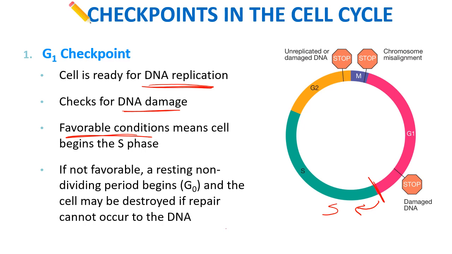If not, we stop there and hopefully repair the damage. But if it can't be repaired, sometimes the cell goes off into a side phase called G0, where the cell rests and doesn't divide, and it keeps attempting to repair it. It might end up dying through apoptosis, where the cell basically destroys itself, and we'll learn that in the next lesson.